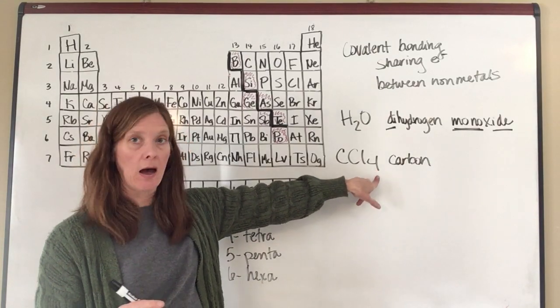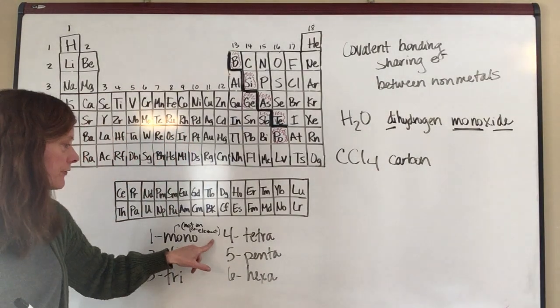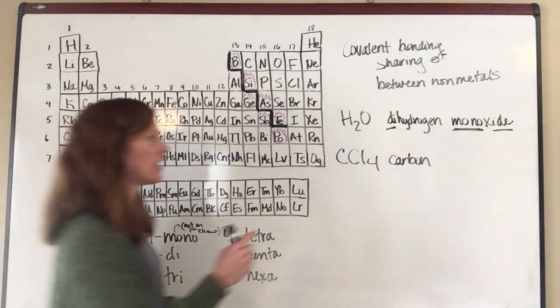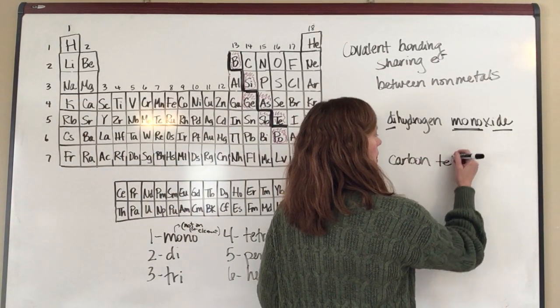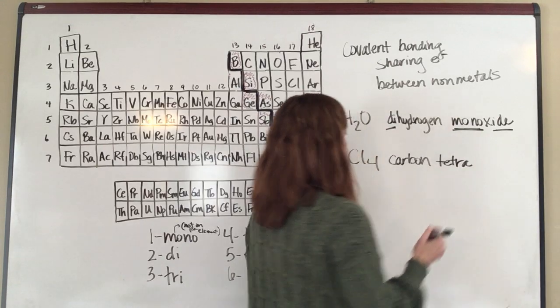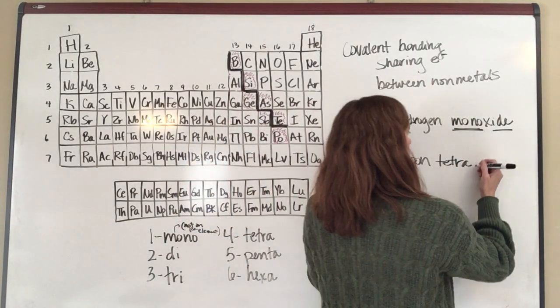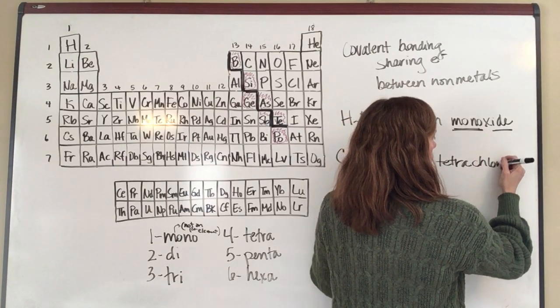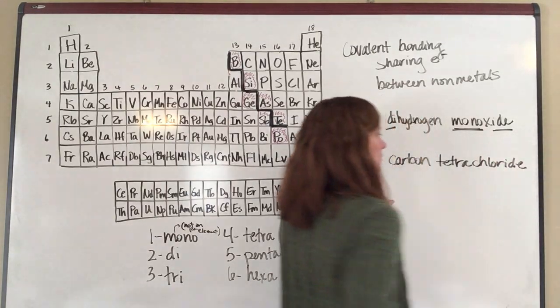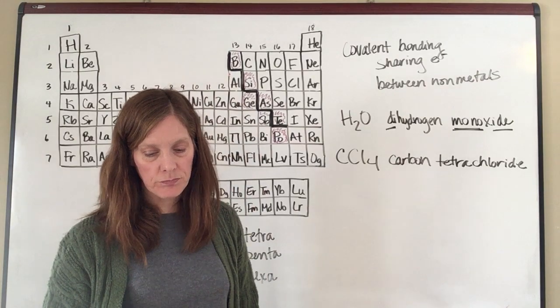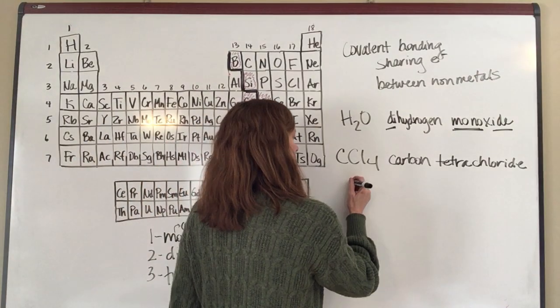How many of them do I have? I have 4, and 4, the prefix that I use is tetra. So I'm going to use tetra, and it's chlorine, but remember it has to end in IDE. So it's going to be carbon tetrachloride. Carbon tetrachloride. Okay?